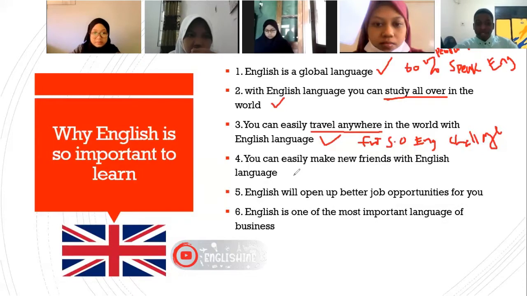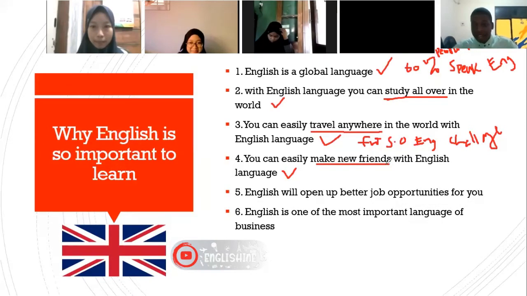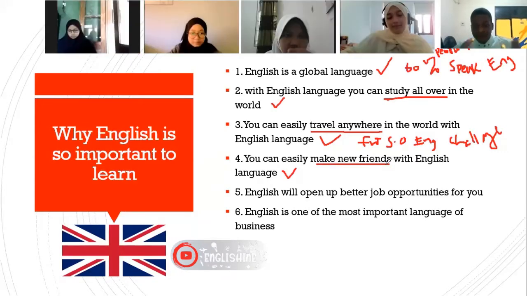The fourth reason why you should try to speak English, or why English is important, is you can easily make new friends. When you go outside, you want to make friends, you want to interact with people, you want to interact with the society. So if you are not able to speak the language that the people speak, I don't think you will make friends because you will feel very shy to communicate and then you will feel very lonely.